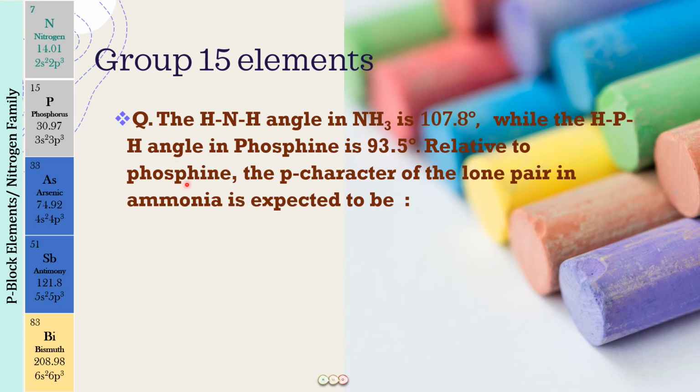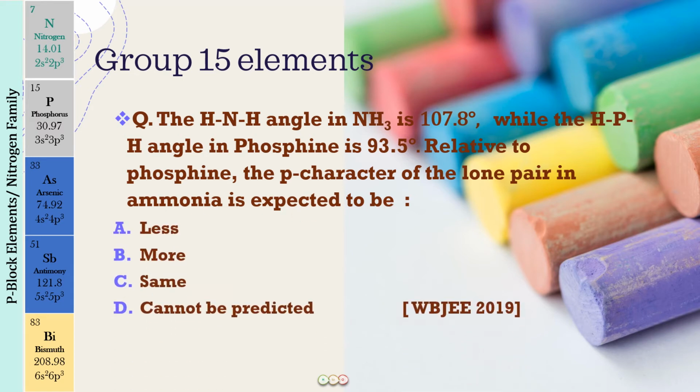Relative to phosphine, the p character of the lone pair in ammonia is expected to be: less, more, same, or cannot be predicted. And this is a question which was asked in the West Bengal JEE 2019. So what is being asked is, what is the p character of the lone pair? Now, how will you tell this? This is what I wanted to talk about with you people.